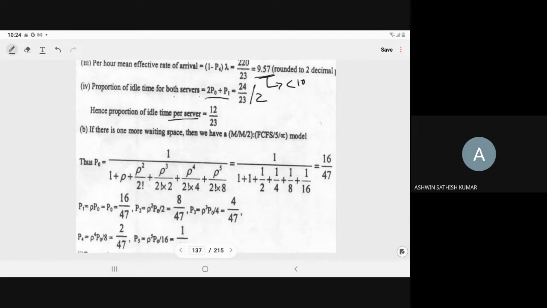Sir, why do we divide by 2 over here? Per server, because we have two servers, no? Okay, right. Yes, sir. We are computing per server. It is written here, no? Per server. Yes, sir, got it.